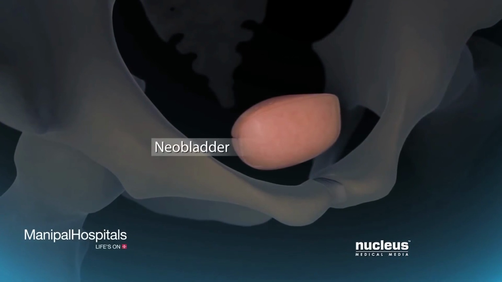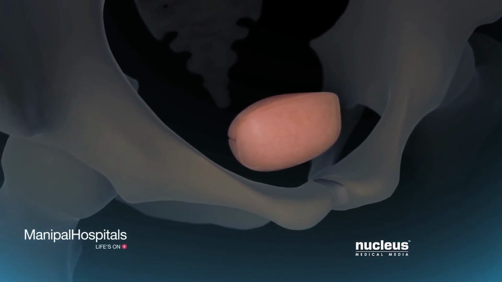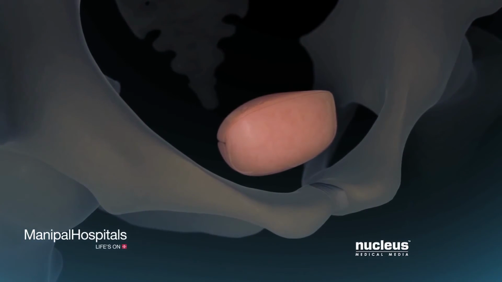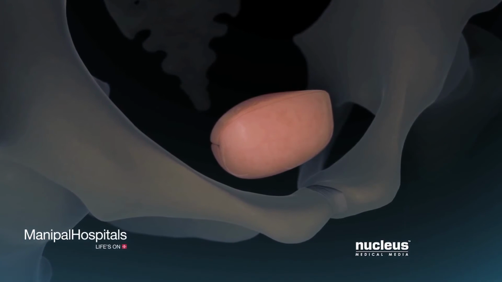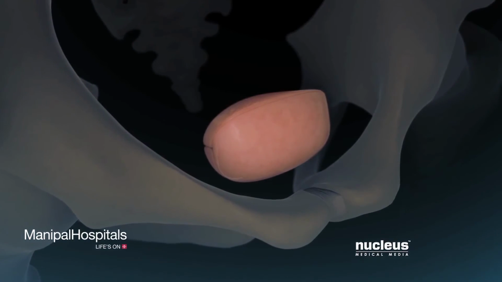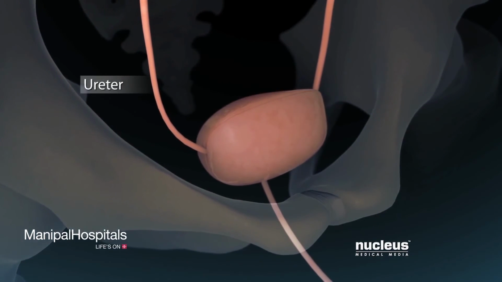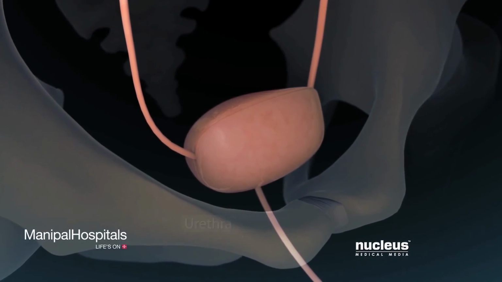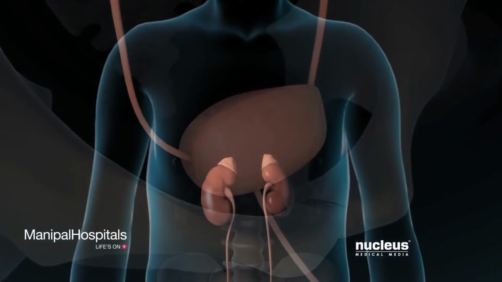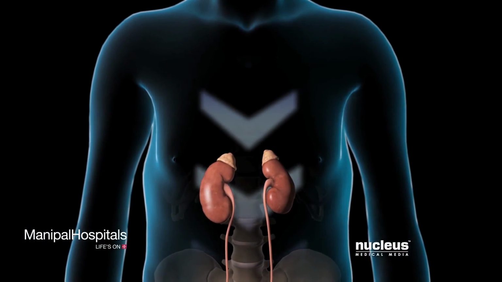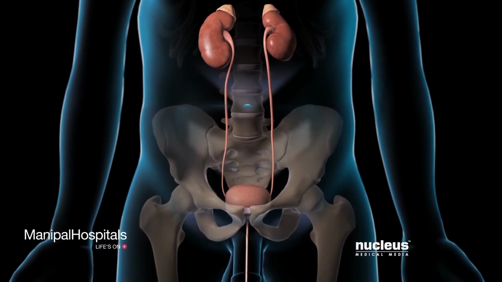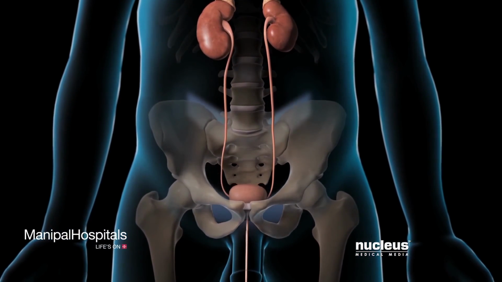If you receive a neobladder or bladder substitute, your surgeon will make a reservoir from a section of your intestine and place it where your bladder used to be. Your surgeon will connect the top of this new bladder to your ureters and the bottom to your urethra. You will urinate by contracting your abdominal muscles, which will create pressure on your neobladder so it will empty.